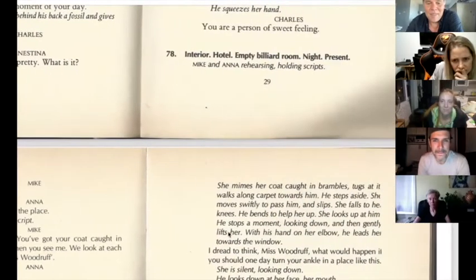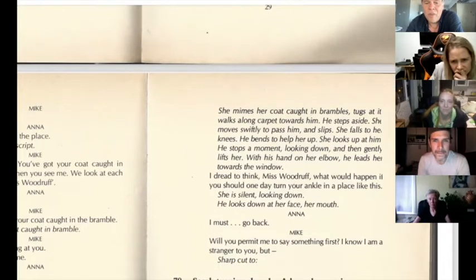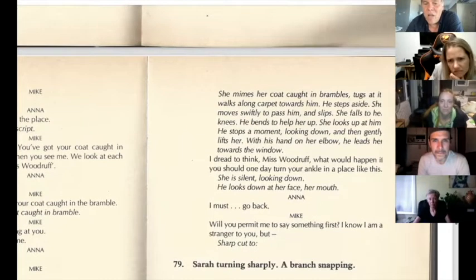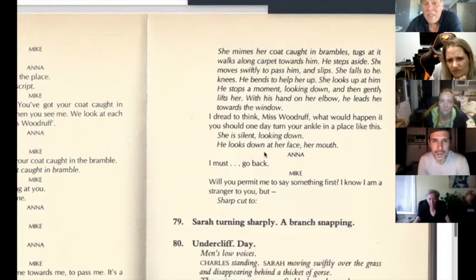But then this happens. She mimes her coat in the brambles, tugs at it along the carpet. She steps aside, she falls. She looks up at him. He stops a moment, looking down. And then he gently lifts her with his hand on her elbow. And then he leads her to the window. And then the dialogue starts.